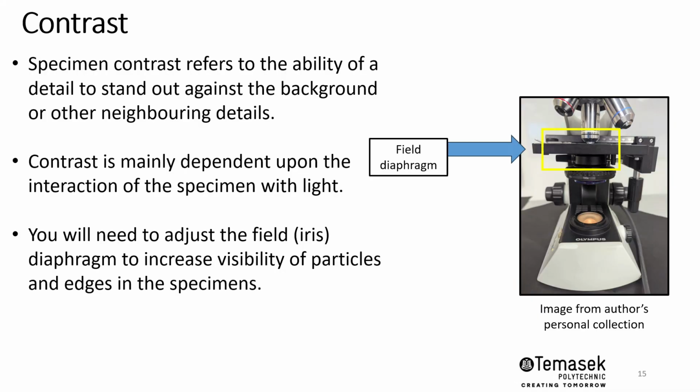In addition to resolution, contrast is also important. Specimen contrast is defined as the ability of the detail to stand out against the background of other neighboring details. Contrast is basically dependent on the interaction of your specimen with the light, and this is dictated by this component here called the field diaphragm. You need to adjust the field, or some call it the iris diaphragm, to increase the visibility of the particles and the edges in the specimen. The field diaphragm is typically found at the bottom of the stage, which is highlighted in yellow here.